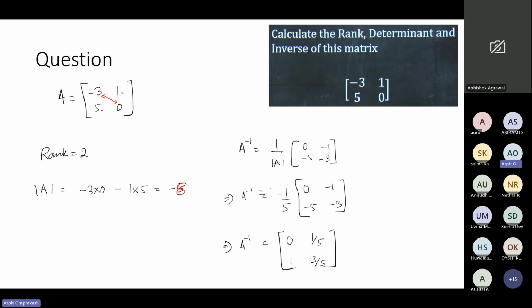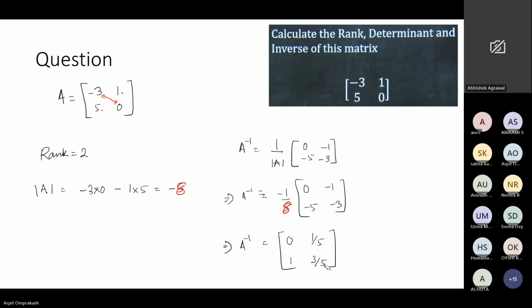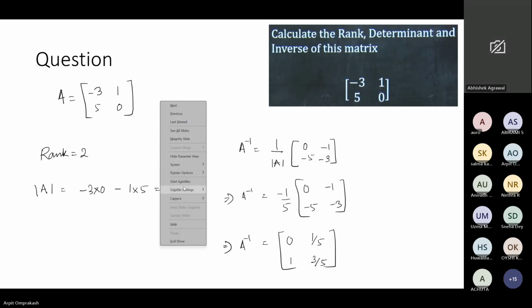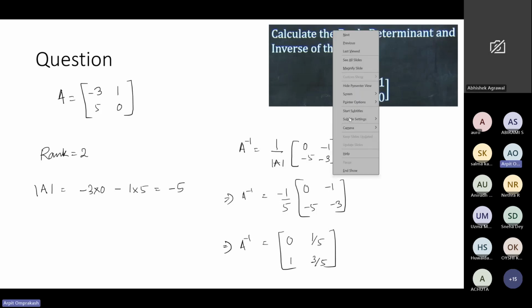So the calculation is slightly off. Okay. Is that clear? Okay, it was correct only. I even noticed the zero. Is that clear? Okay.